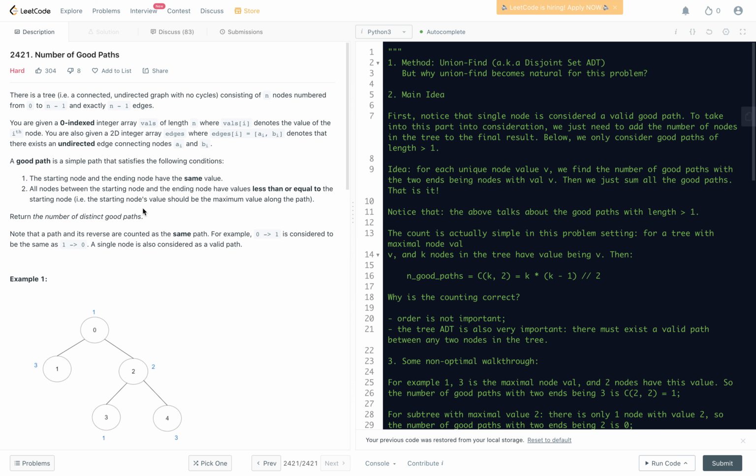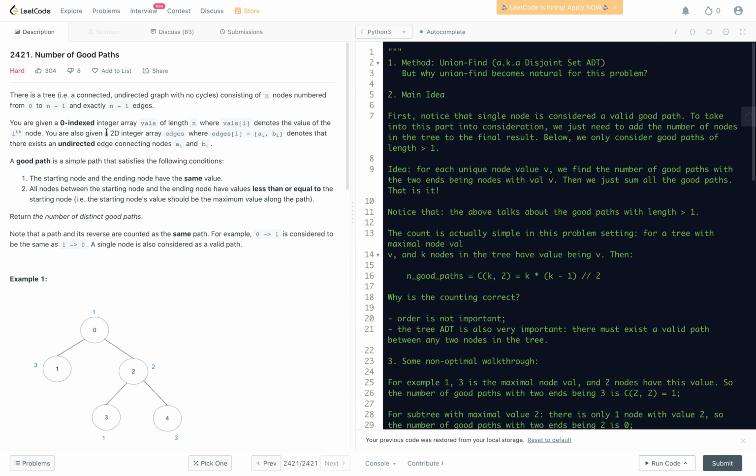First, I'll read through the statement of the problem to digest the requirement, and then we do a simple analysis, and finally we share a format of code. First, let's look at the statement. So there is a tree consisting of n nodes numbered from 0 to n-1 and exactly n-1 edges.